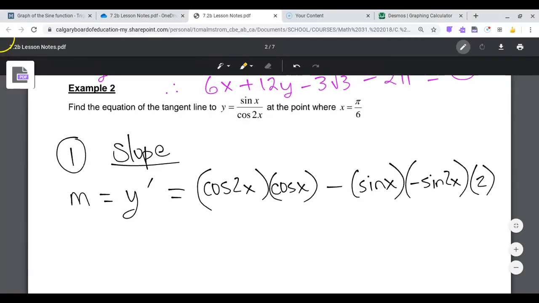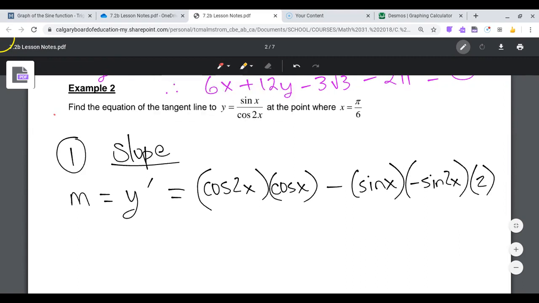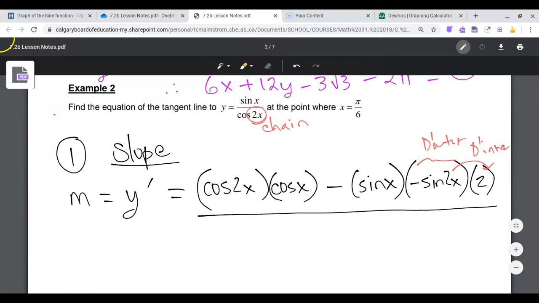So you have to be super careful on these guys that have an argument that has more than just an x. So it's going to have that funky chain. Okay, so this is our d outer, d inner. Do not forget your d inner, right? And then all of this has to be divided by the bottom, cos 2x squared.